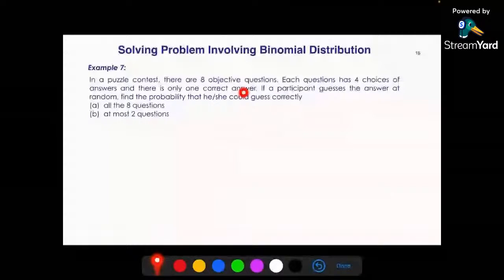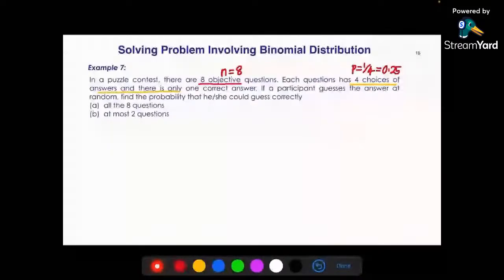So ayat yang ini mencerminkan probability of getting the correct answer, which is P lah kat sini. We are talking about getting a correct answer when we answer 8 objective questions. So yang ni adalah P is equals to 1/4 ataupun 0.25. Okay, 8 objective represent 8 trials. So this is n is equals to 8. So if a participant guesses the answer at random, find the probability that he or she could get correctly all 8 questions. So correctly lah, this is R is equals to 8.